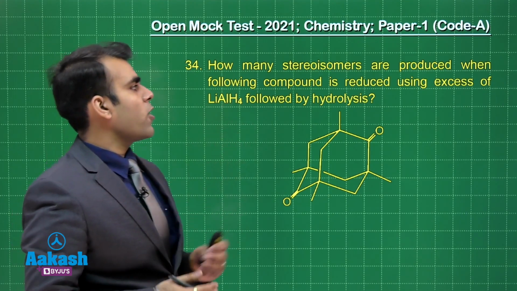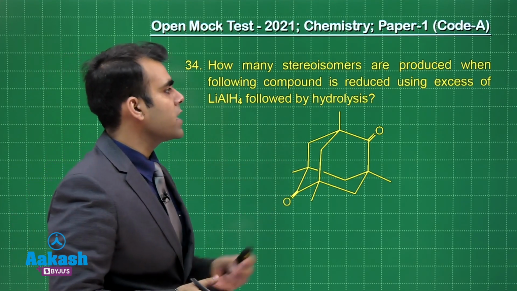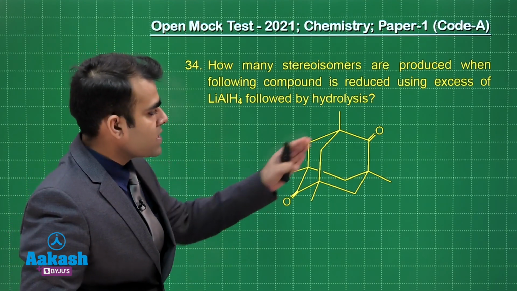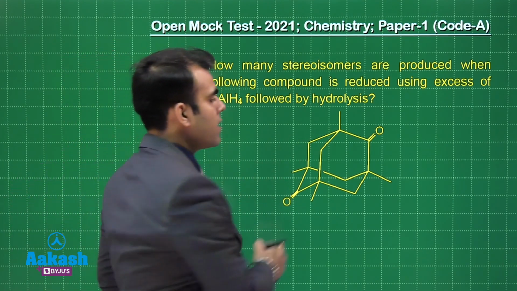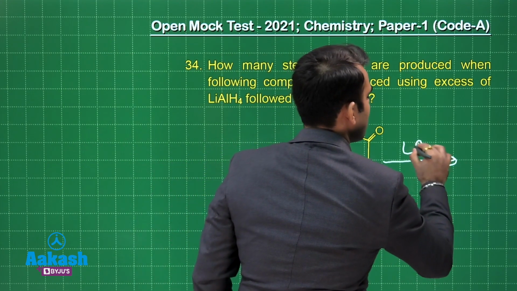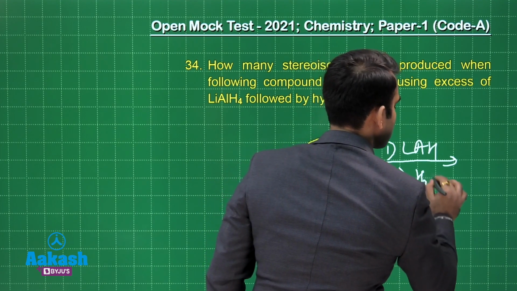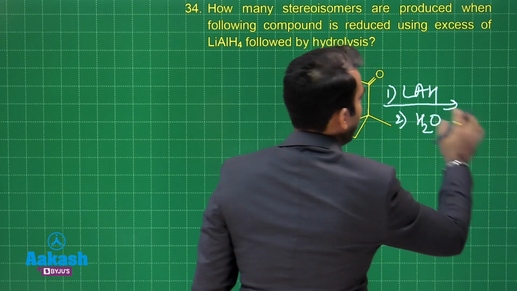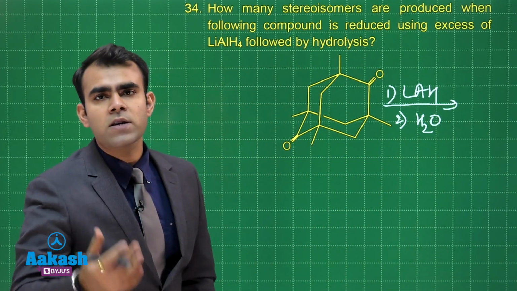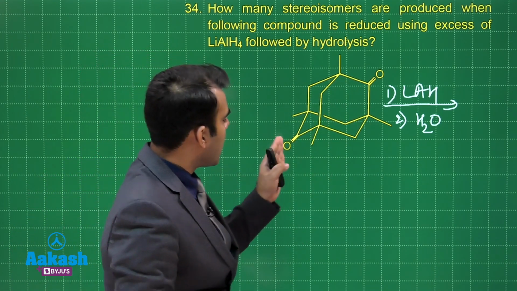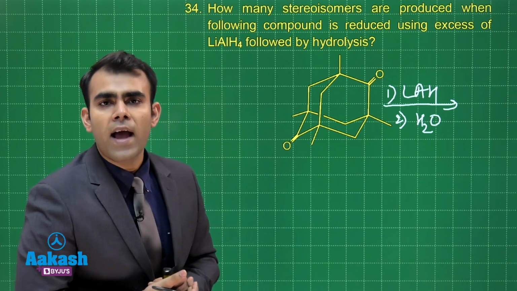How many stereoisomers are produced when the following compound is reduced using excess of LiAlH4 followed by hydrolysis? So first thing is the reduction of this compound by LAH followed by hydrolysis. Now we know that LAH is basically a hydride donor. It is a strong reducing agent, and it reduces carbonyl groups to alcohol.